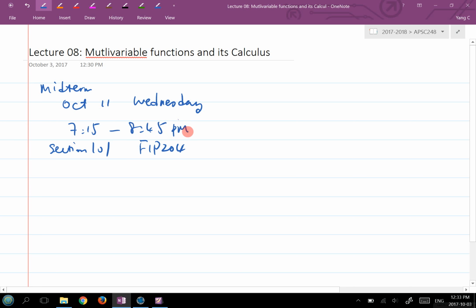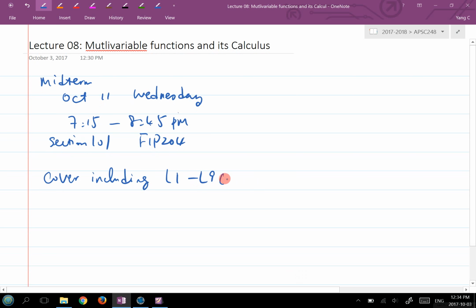Now, in terms of the material we're covering, today is lecture 8, and Thursday will be lecture 9. So basically until lecture 9, according to my lecture number, including lecture 9. So it includes multivariable functions and multivariable calculus. So including L1 to L9, where L9 is the October 5th lecture, right?